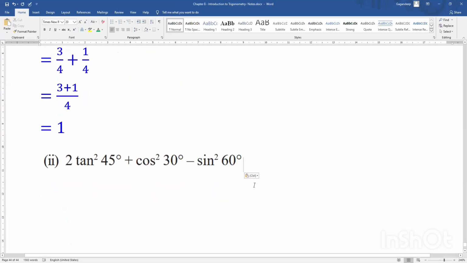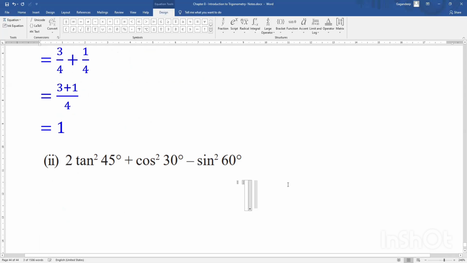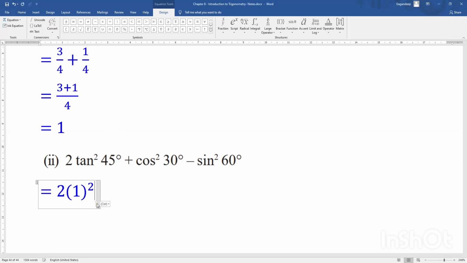2 tan square 45 degree plus cos square 30 degree minus sin square 60 degree. So here, let's write it. Equal to 2. Now, what is tan 45? You know tan 45 is nothing but 1. And when I say tan square 45, it is 1 the whole square. So 2 into 1 the whole square, plus.